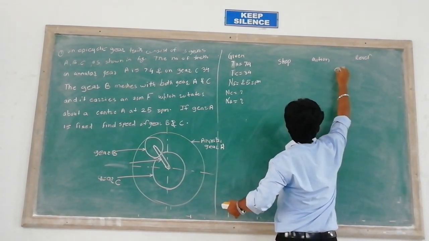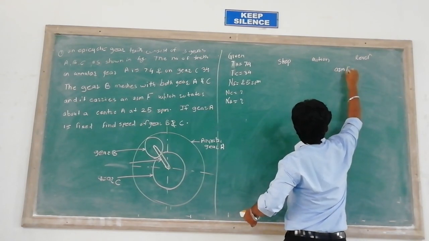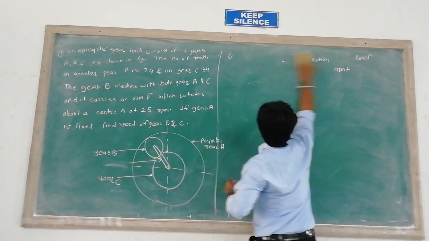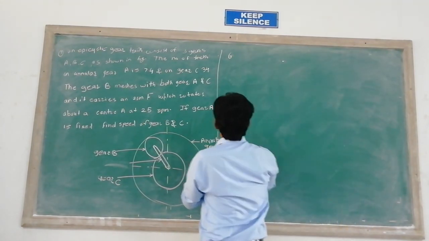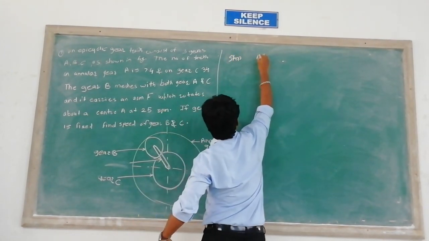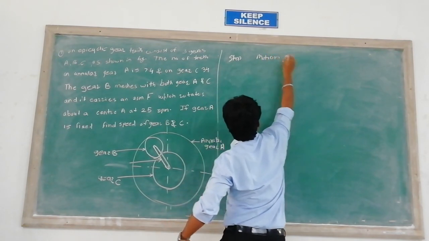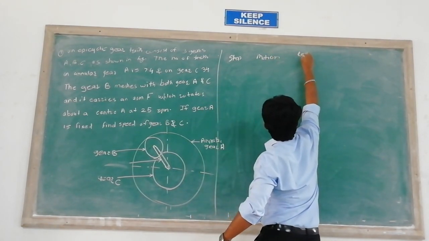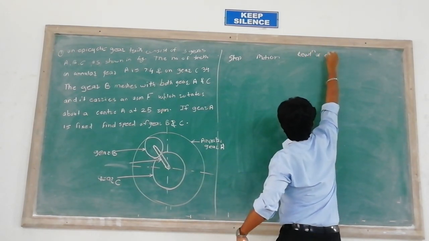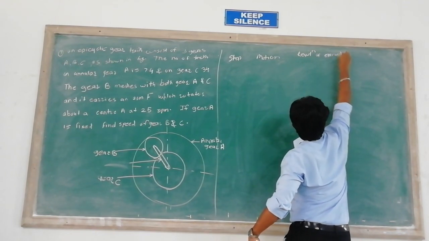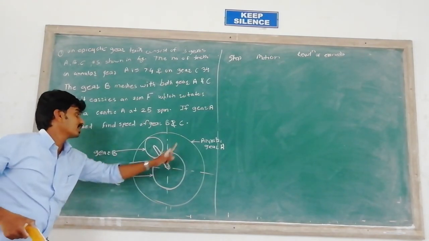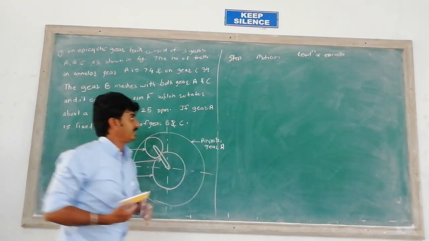The first element is arm F. Then here we have a small mistake, I will first cancel it and we will write here: step, motion and revolution of the elements. In this numerical, there are four elements. That is, first one arm F, gear A, gear B, gear C.